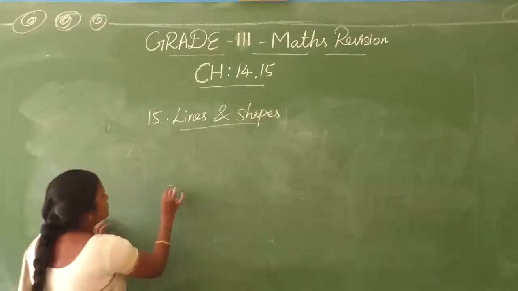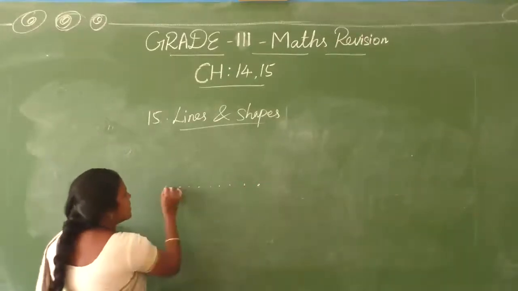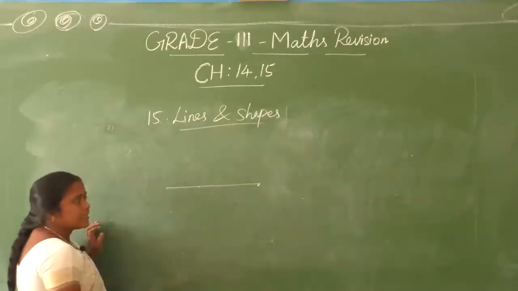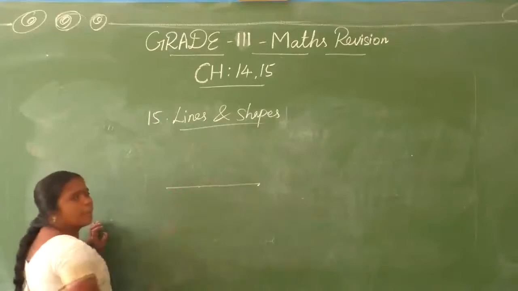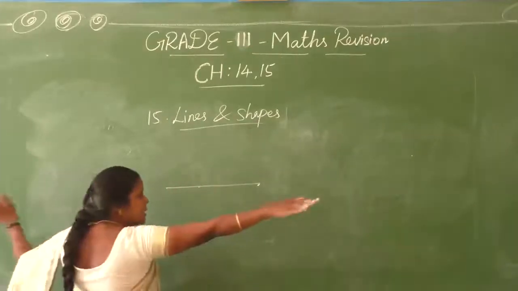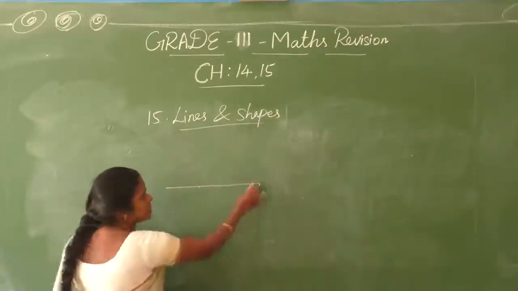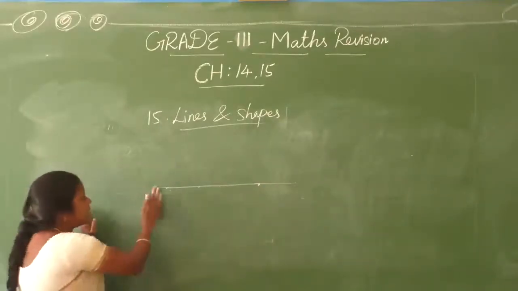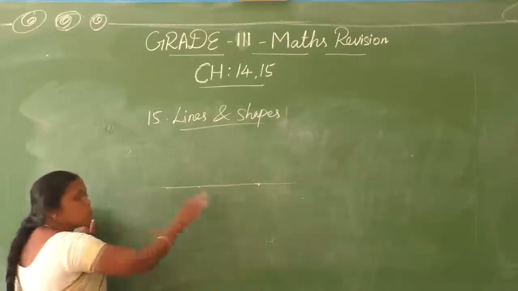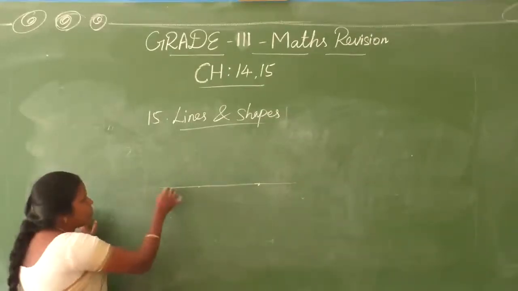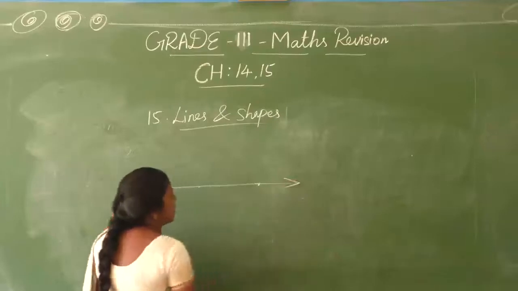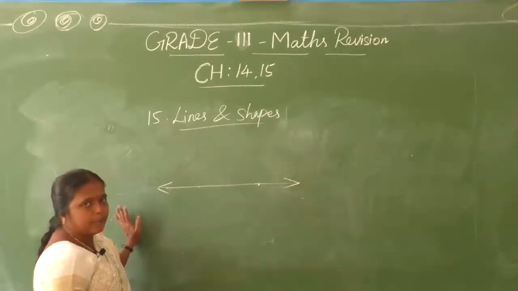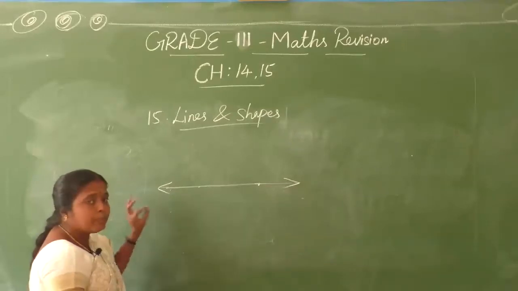What about a line? A set of points makes a line. We can extend it on both sides. This side and this side. Both sides we can extend. It has no end. It goes on both sides. For mentioning that only, we are putting an arrow mark. The arrow mark indicates it can be extended on both sides. It has no end point.